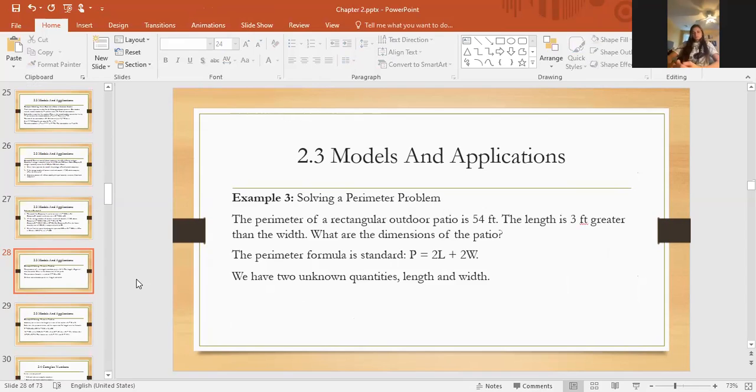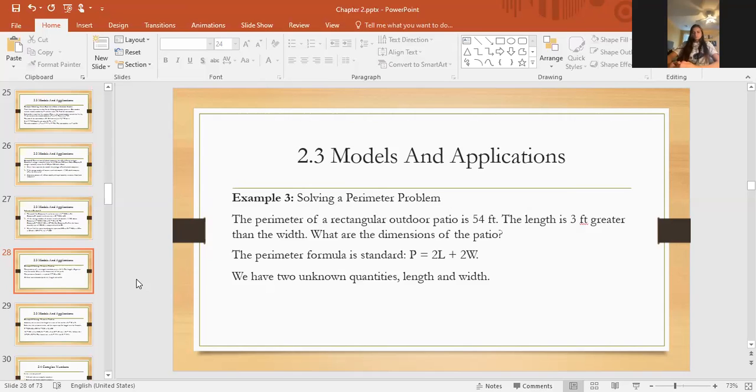So let's look at this other type of problem. The perimeter of a rectangular outdoor patio is 54 feet. The length is 3 feet greater than the width. What are the dimensions of the patio? So we know the formula for the perimeter of a rectangle is 2 times length plus width, which we can write as P equals 2L plus 2W.